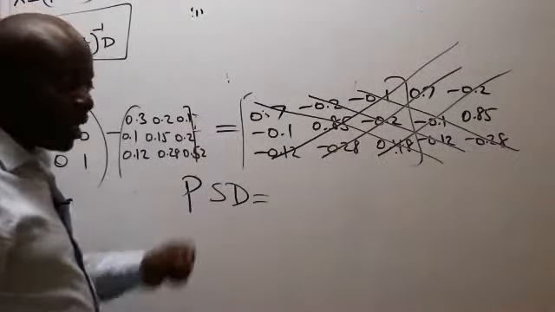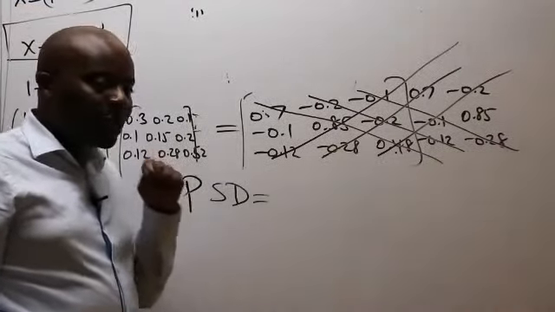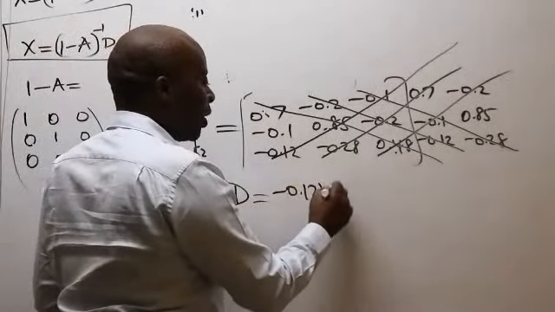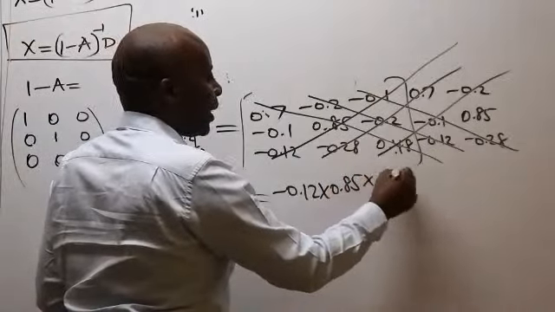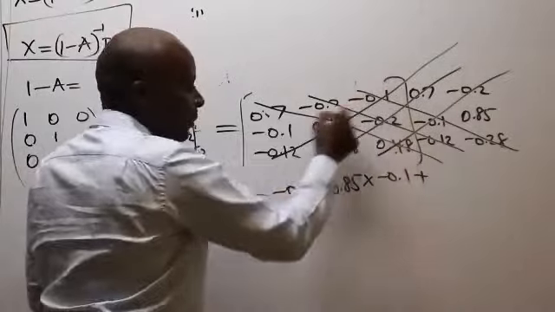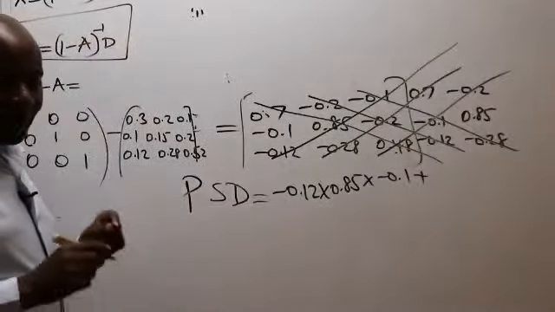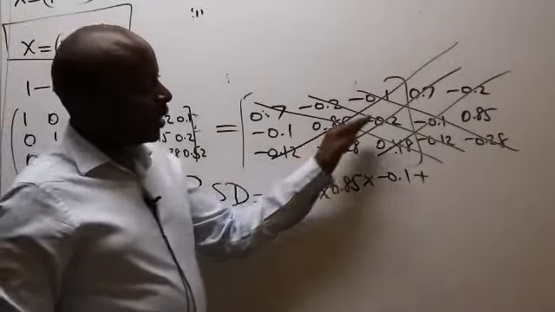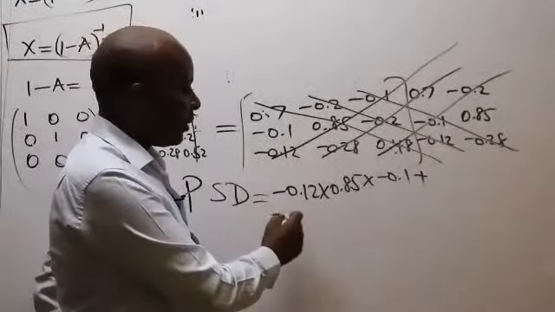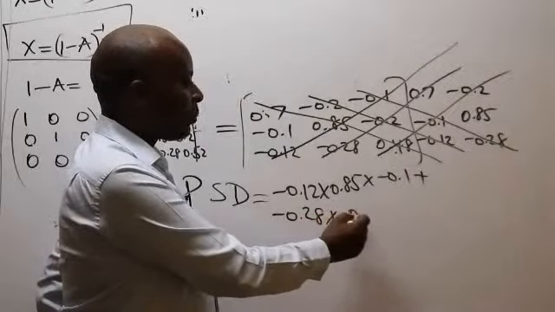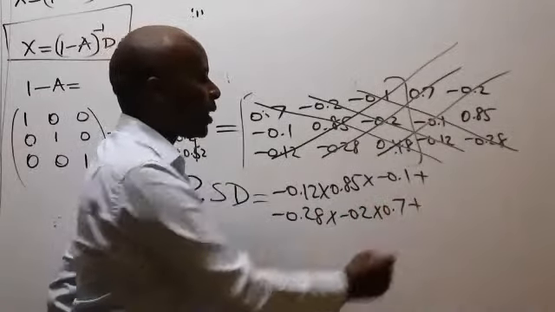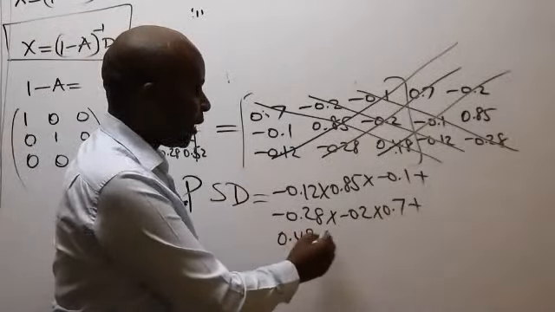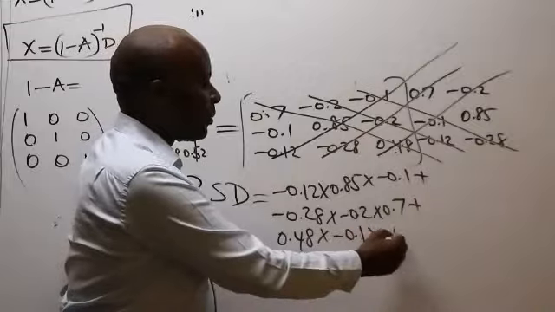So I've got to be very careful not to miss out on a sign. So we have here minus 0.12 times 0.85 times minus 0.1, plus, we come and pick the second one. I can see minus 0.28 times minus 0.2 times 0.7, plus. We go to the third one, we have 0.48 times minus 0.1 times minus 0.2.